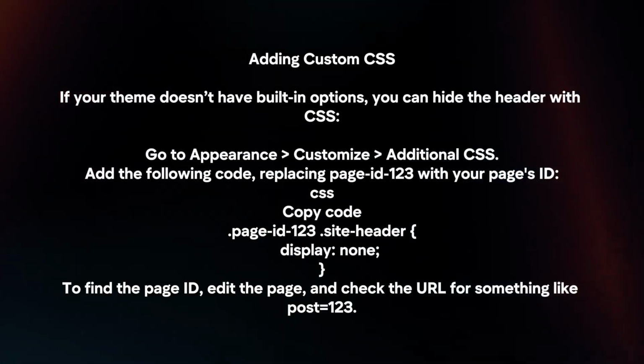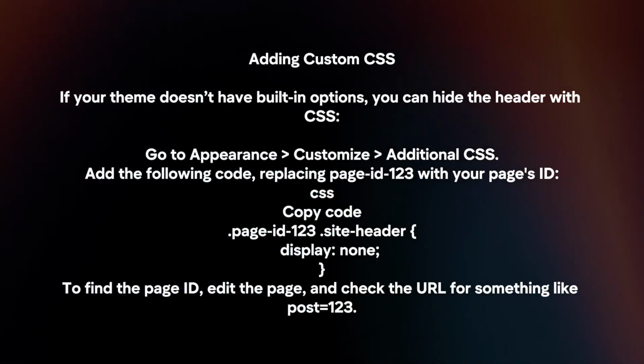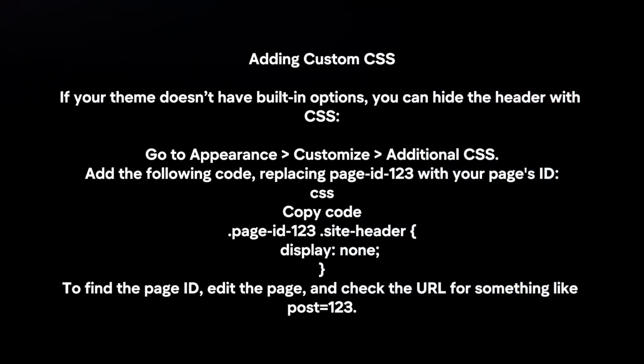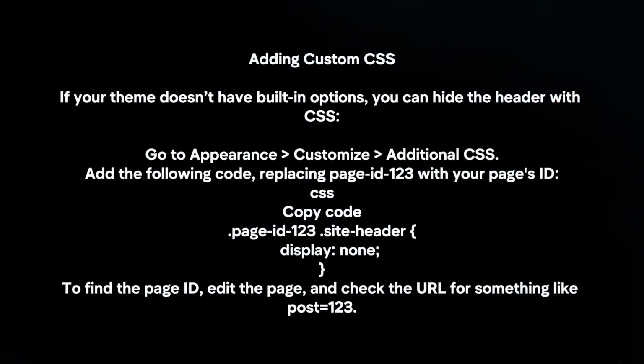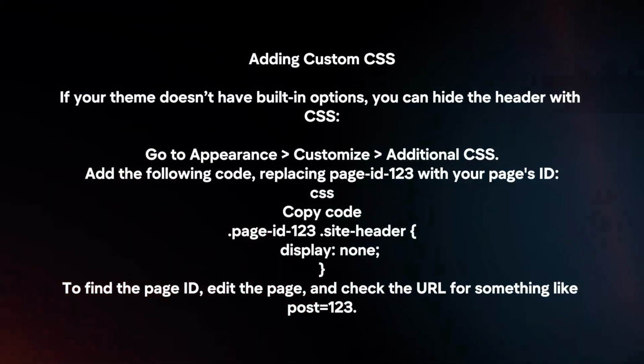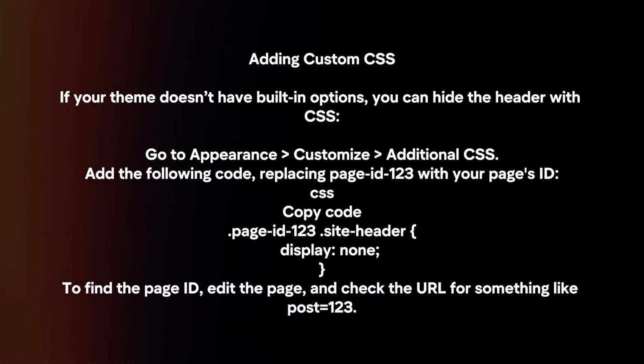Adding custom CSS. If your theme doesn't have built-in options, you can hide the header with CSS. Go to Appearance, Customize, Additional CSS. Add the following code, replacing page ID 123 with your page's ID. To find the page ID, edit the page and check the URL for something like post=123.